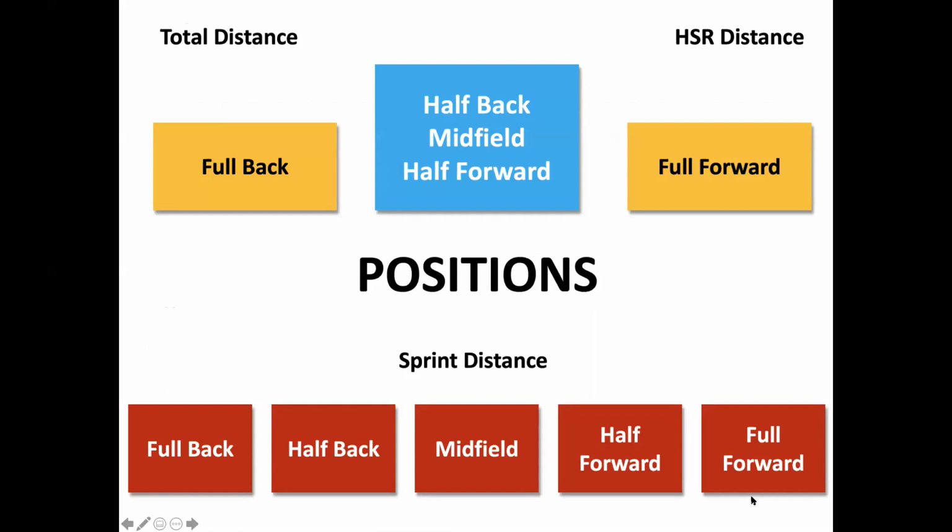So looking at the maximum intensity periods for positions, we see on top of the screen that fullbacks and full forwards perform the lowest maximum total distance and high speed running compared to the middle three positions. Again, these differences in positions may be explained by the differences in the game tactical roles that the middle three positions have. On the bottom of the screen, we see that there was no positional differences in sprint distance, especially for 1 and 2 minute maximum intensity periods. As the maximum intensity periods increased from 3 up to 10 minutes, there were small differences, but these differences range between 2 to 5 meters per minute, which were minimal.